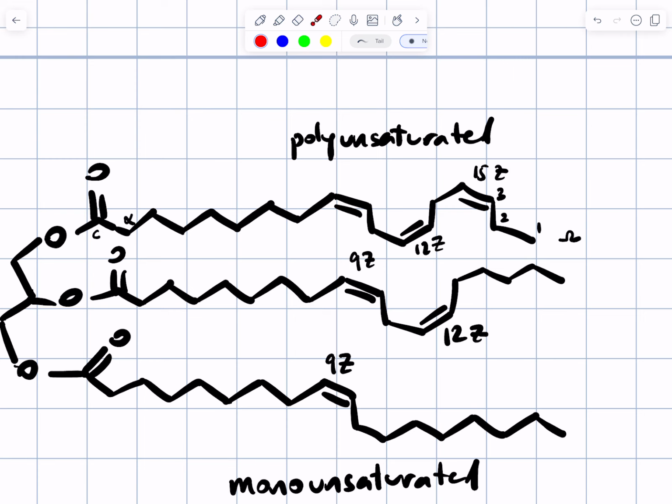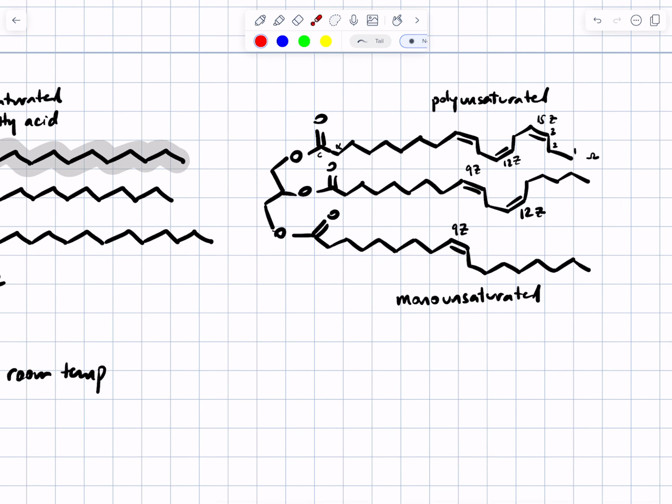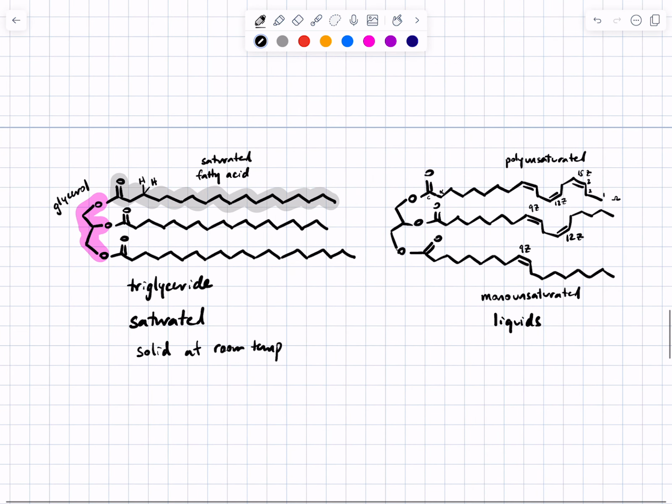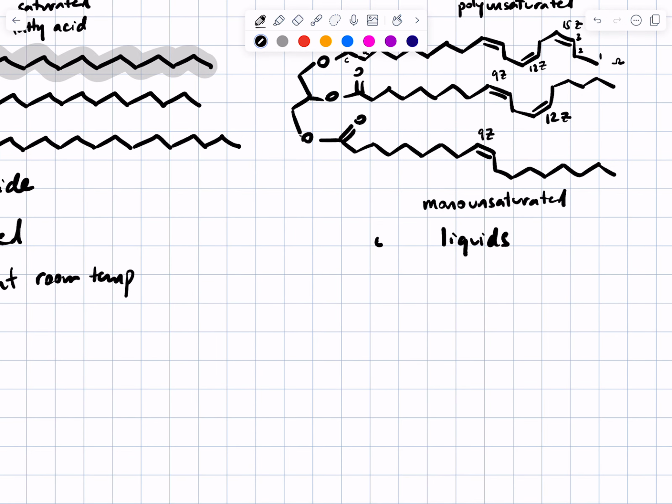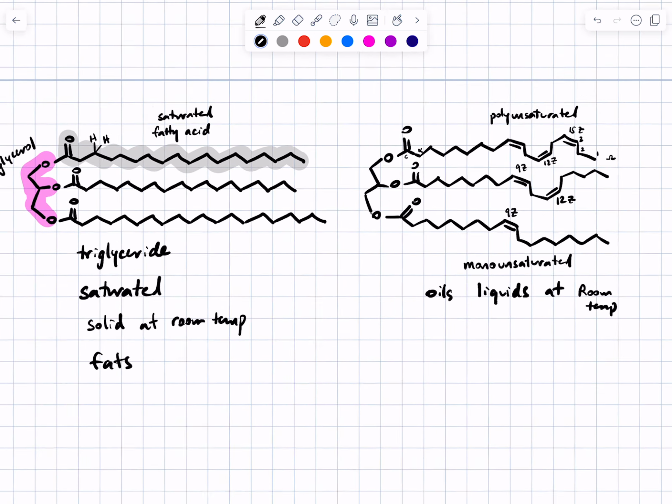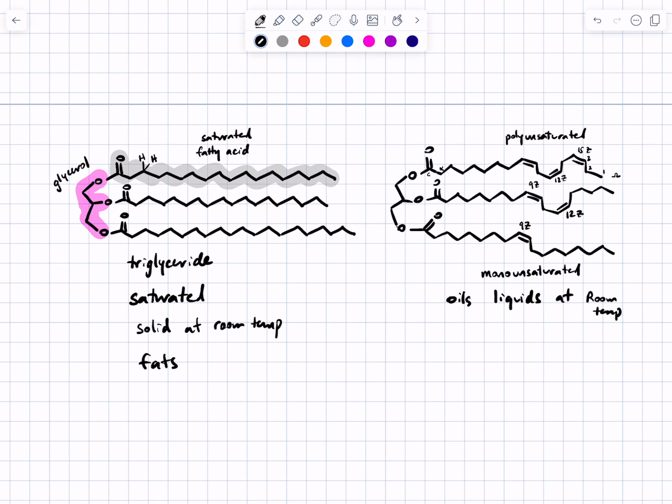All right. So I will tell you that triglycerides composed of a lot of unsaturated fatty acids tend to be liquids. Fats tend to be composed of a lot of saturated fatty acids. Oils tend to be composed of a lot of unsaturated fatty acids. We should talk about why that is, but any questions before we go on about the general structure of triglycerides?